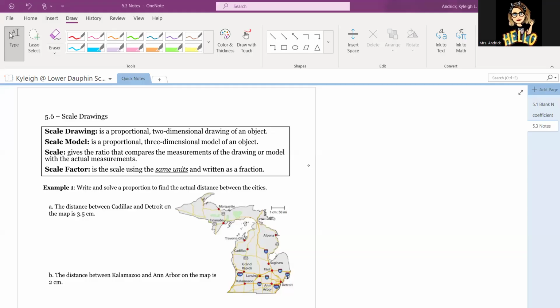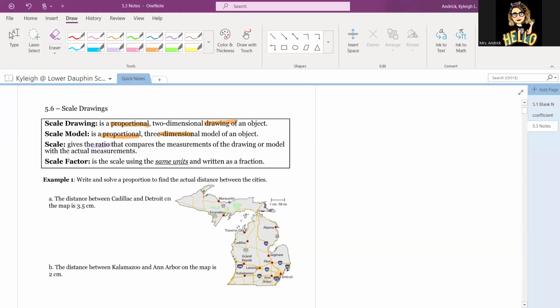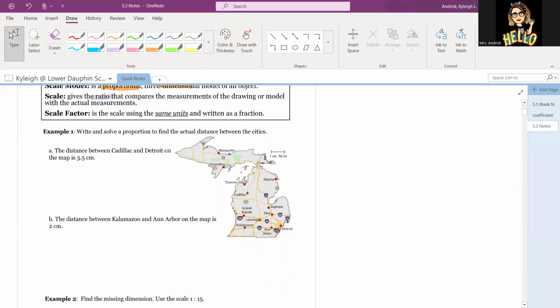We're going to talk about scale drawings. A scale drawing is a proportional relationship that is with a drawing, whereas a scale model is proportional, but it's with a 3D shape. The scale gives the ratio that we're comparing the things, and then the scale factor is just if they're using the same units.